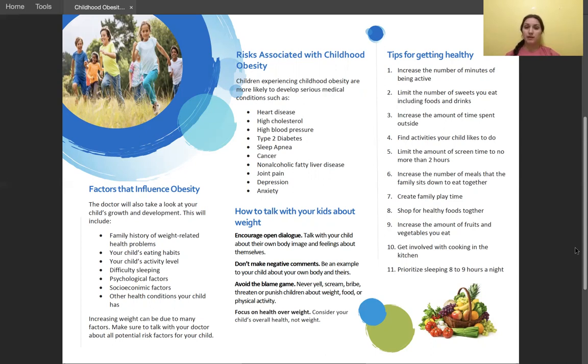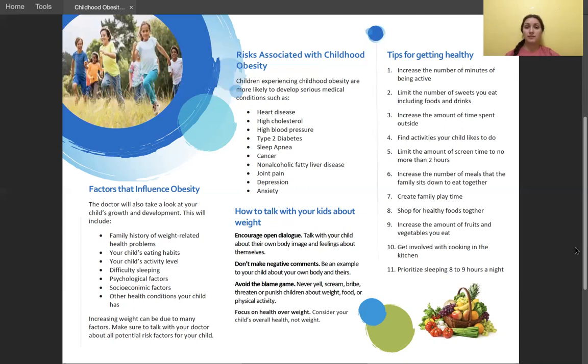Always avoid the blame game. Never yell, scream, bribe, threaten, or punish children about their weight, food, or physical activity. It can lead to, again, negative body images for themselves. And don't focus on their weight, focus on the health. Consider your child's overall health. It's more important that they are healthy and that they continue to form healthy habits than it is for them to drop a bunch of weight.